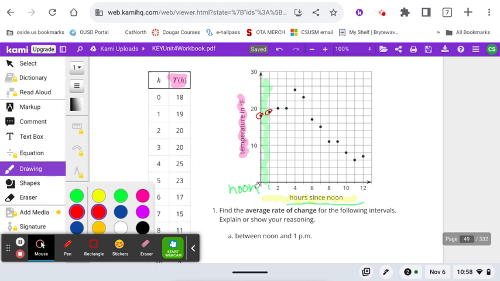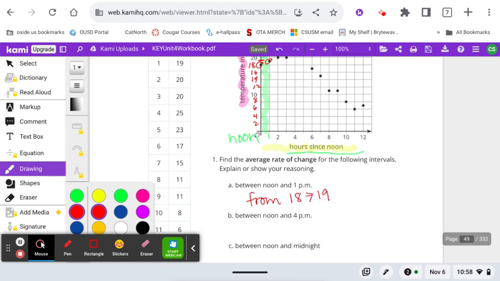So how are we counting on the side? It looks like we're counting by twos. 2, 4, 6, 8, 10, 12, 14, 16, 18. So it went from 18 to 19. So we just do a subtraction. What is 19 minus 18? And our average rate of change is just 1 degree.